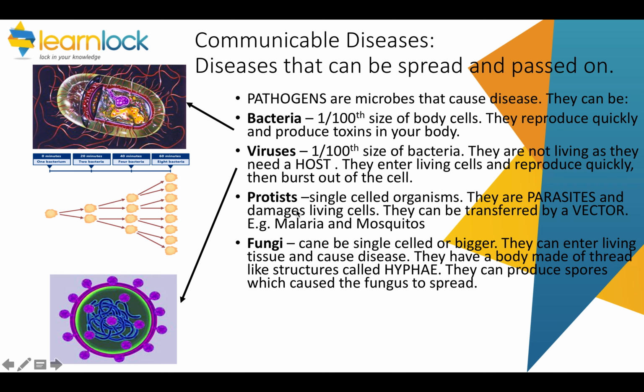Protists, these are single-cell organisms and they're eukaryotes, so they do have a nucleus. They're parasites and they damage living cells, and they can be transferred by a vector, for example, malaria and mosquitoes, which we'll talk about later.